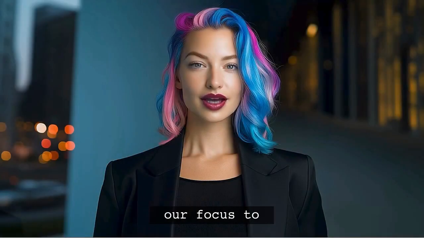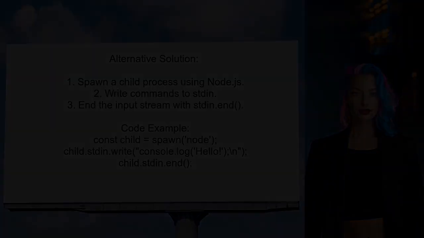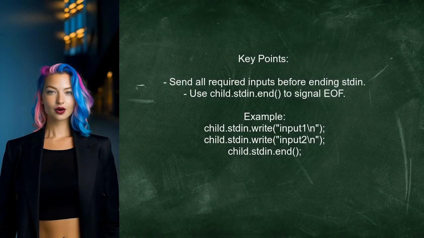Now, let's shift our focus to a different response. An alternative approach, shared by another user, involves running a child process using Node.js. They suggest spawning a new process and writing commands directly to its standard input. They also mention that if the program requires multiple inputs, you should send all expected lines before ending the input stream. This ensures the child process receives everything it needs to execute properly.